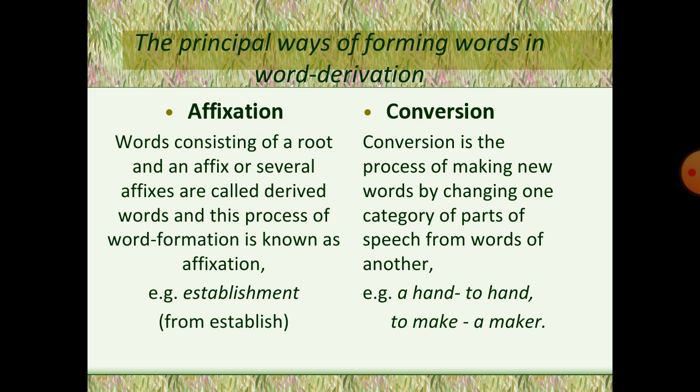The principal ways of forming words in word derivation are affixation and conversion. Words consisting of a root and an affix or several affixes are called derived words, and this process of word formation is known as affixation. For example, establishment from establish, faceless from face, attractive from attract. Conversion is the process of making new words by changing one category of parts of speech from words of another. For example, a hand to hand, to make, a maker.